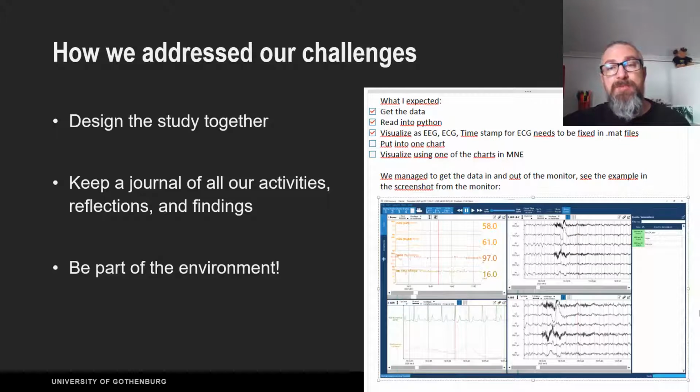Well, when we started this collaboration, we essentially said that we would be working together physically. So we designed the study together, we kept a journal of all our activities, and I was part of the hospital environment. As you see here on this picture, this is part of my journal, in which I wrote what you expect to do during a specific day, or what actually happened, and then made my notes of that. Now this is a very, very small one, and usually my journal was about 2 or 3 pages long with different pictures and descriptions.